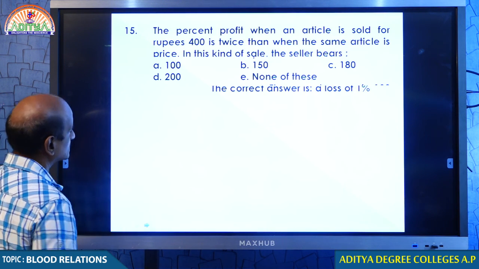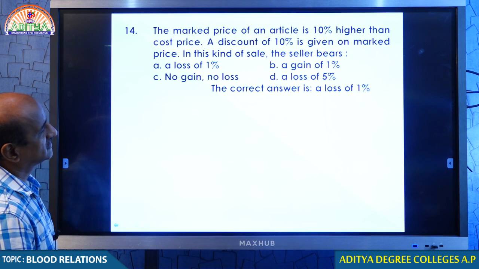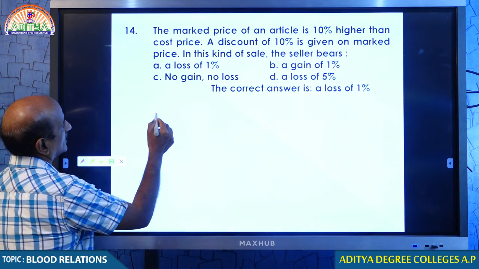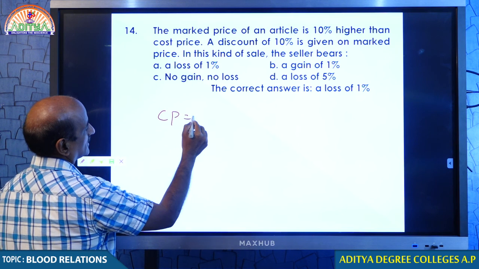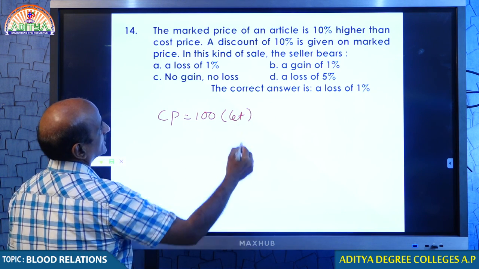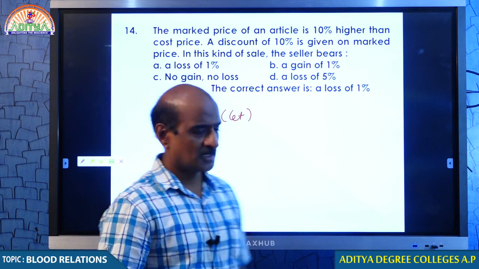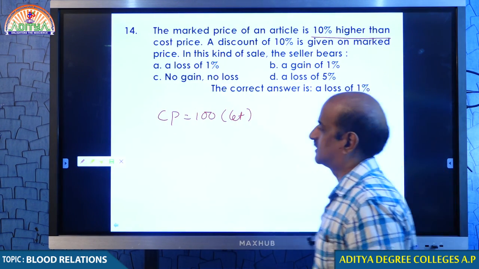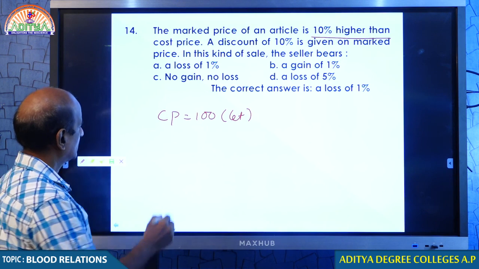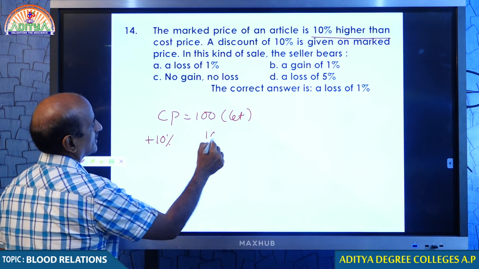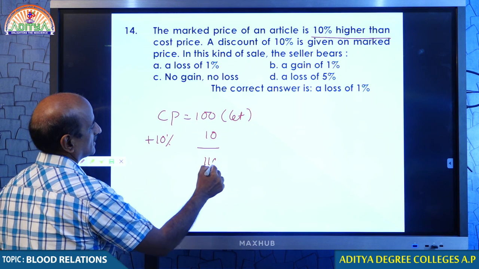Come on students, previous question, did you get any confusion? No. Okay. Question number 14, just look at that. If the cost price of an article is 100, let the cost price be 100. The market price of an article is 10% higher than the cost price. That means the market price is 110 rupees.